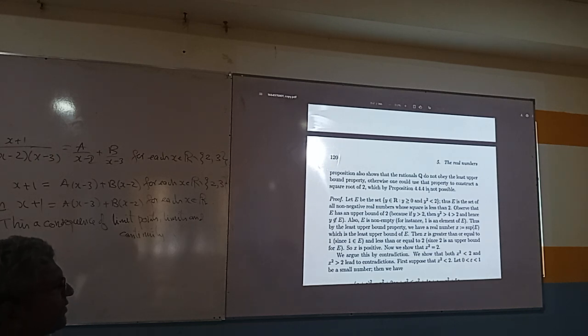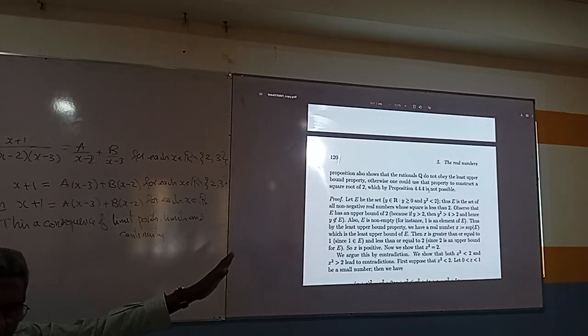Also, the set is non-empty; for instance, 1 is an element of it. Thus, by the least upper bound property, E is a non-empty subset of R, bounded above by 2 at least. By the least upper bound property, we have a real number x, which we denote by sup E. Now we know this set has a supremum.